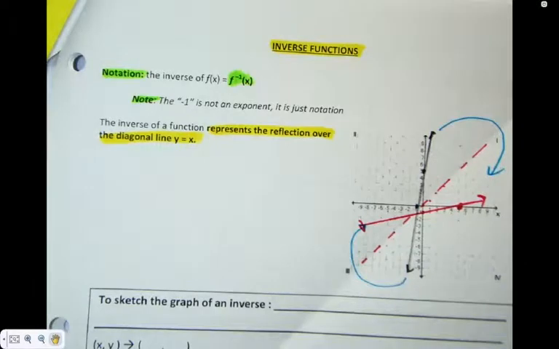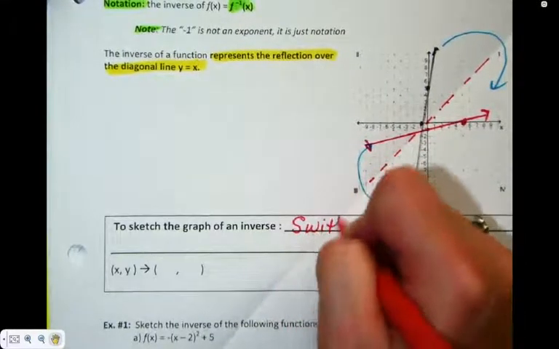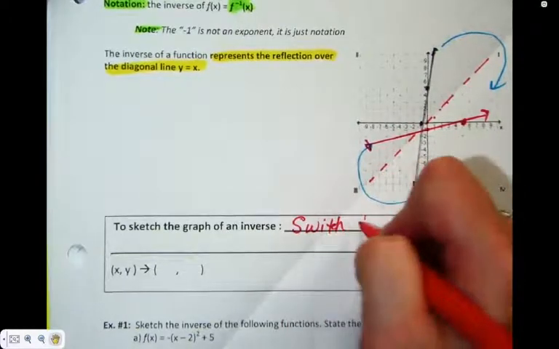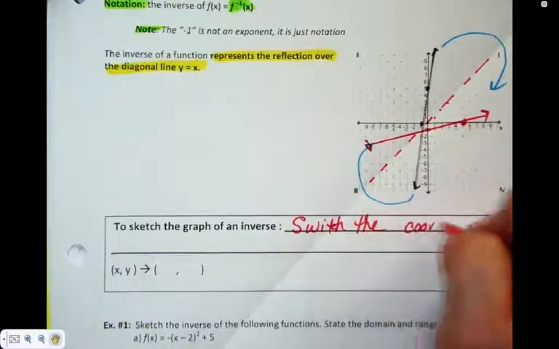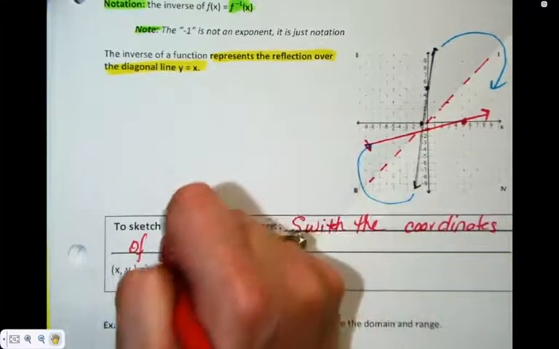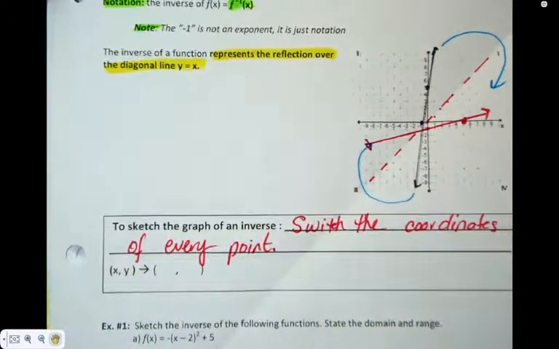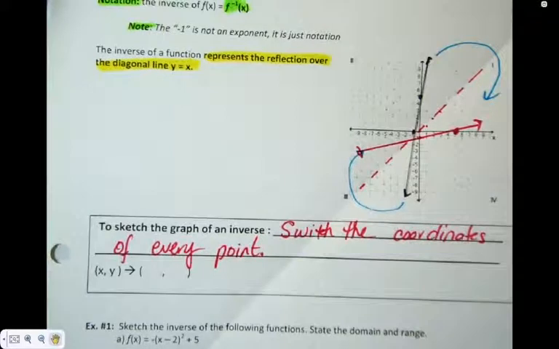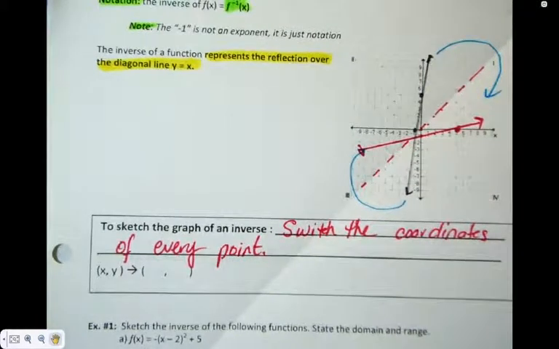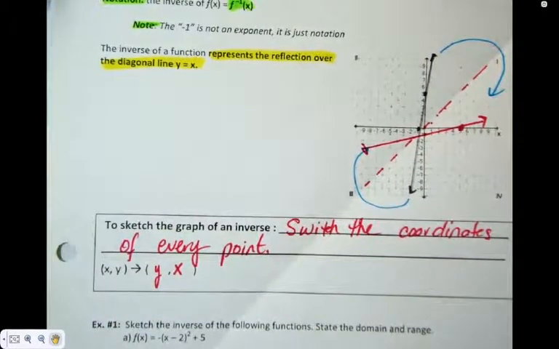To sketch the graph of the inverse, switch the coordinates. I forgot a C in there. Switch the coordinates. Yep, of every point. Switch the coordinates of every point. (x, y) goes to (y, x). That's it. That's an inverse. We just switched the coordinates.